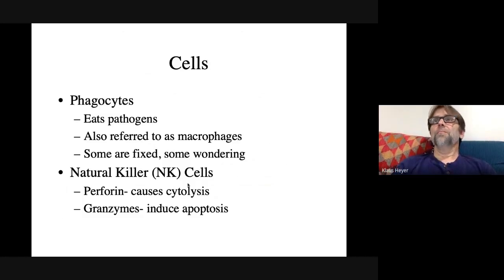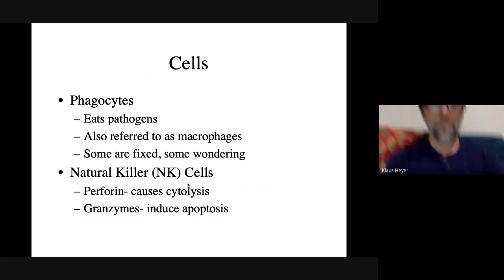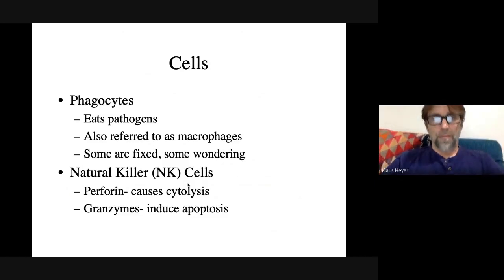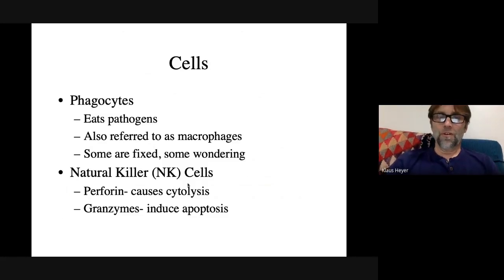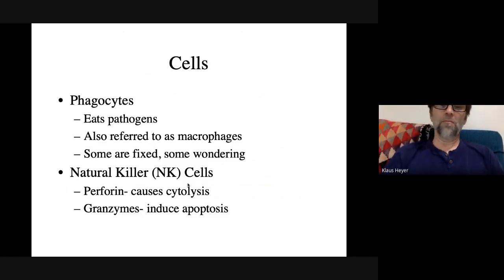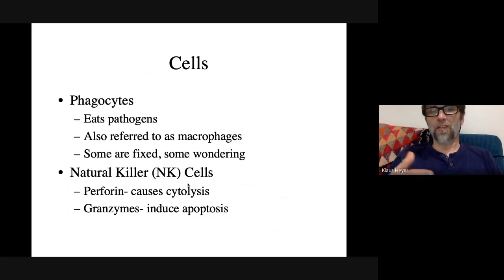You don't have to do it exactly like it's on this slide. Just phagocytes eat pathogens. That's it. They eat stuff. Natural killer cells use perforin and granzymes. What does perforin do? What do granzymes do? Apoptosis is like cell suicide. It's another way of saying cell suicide.